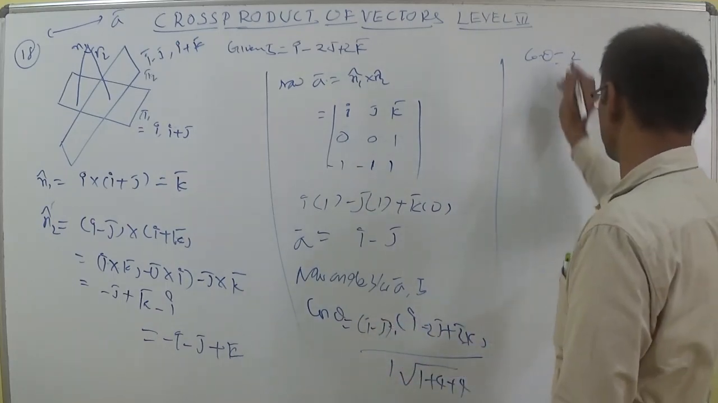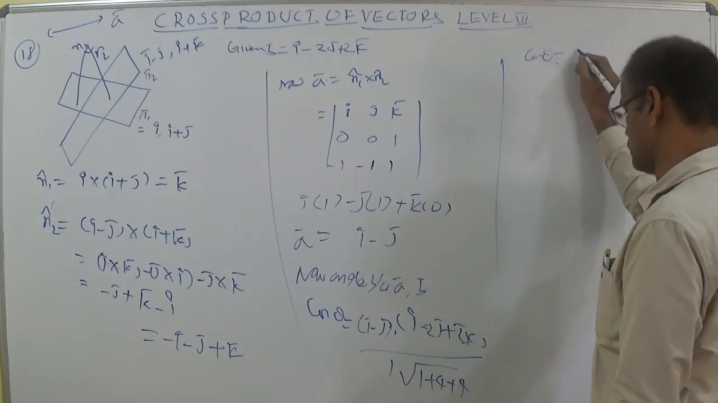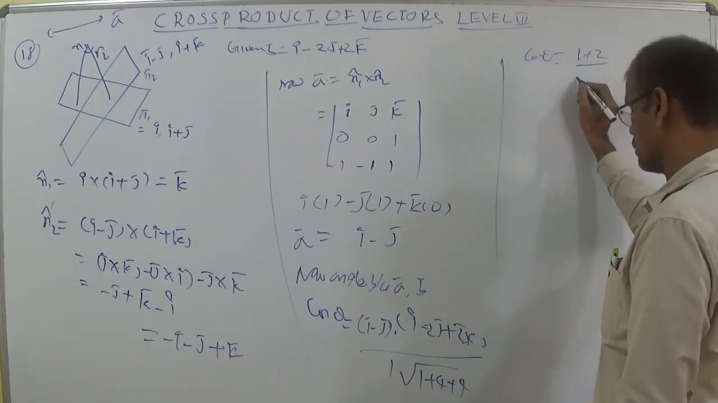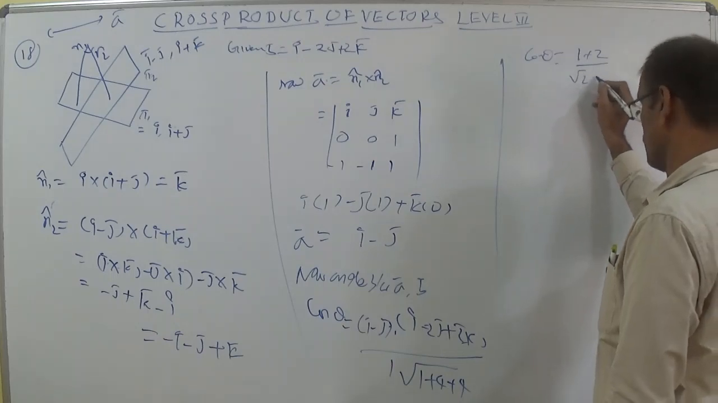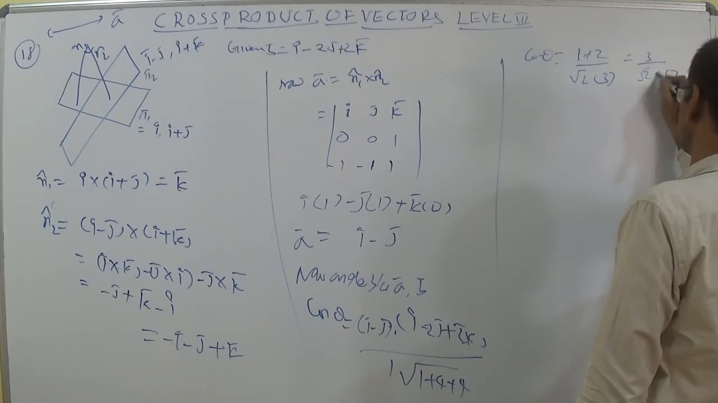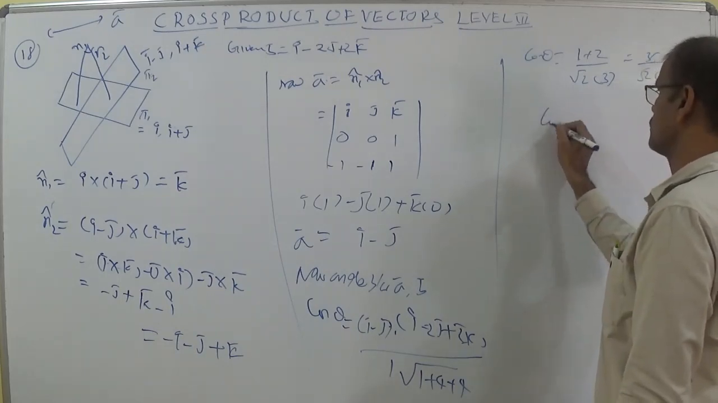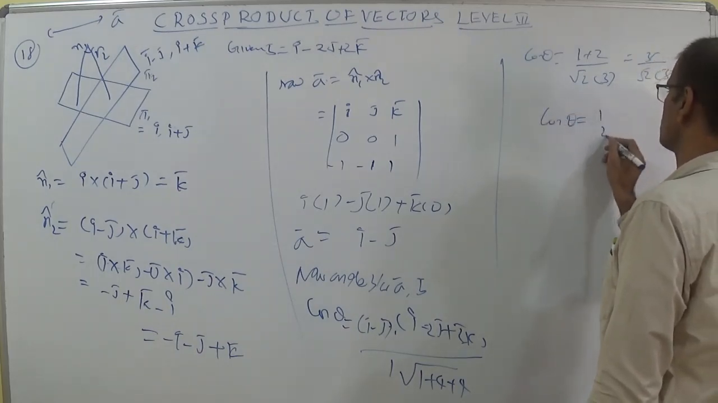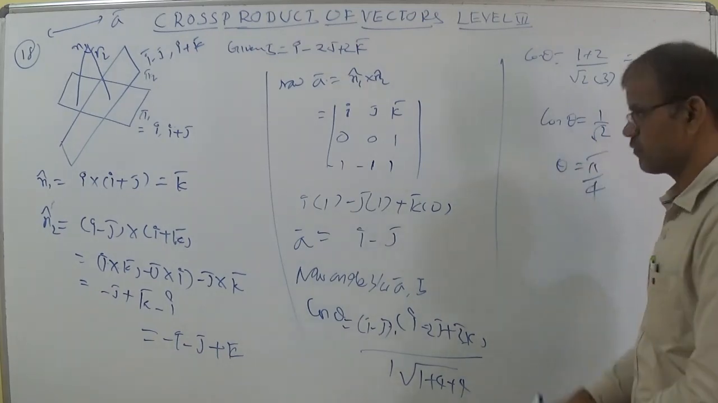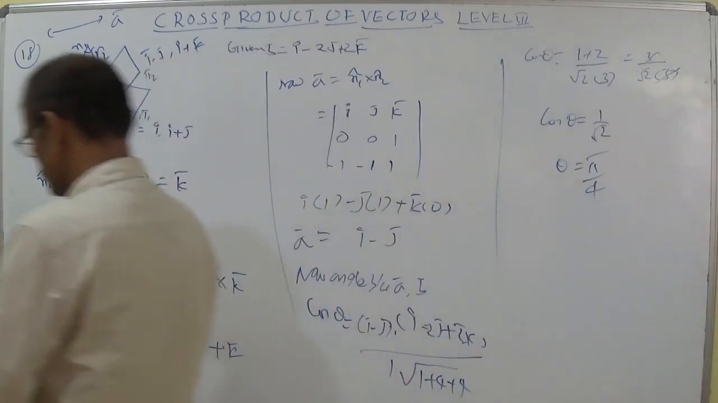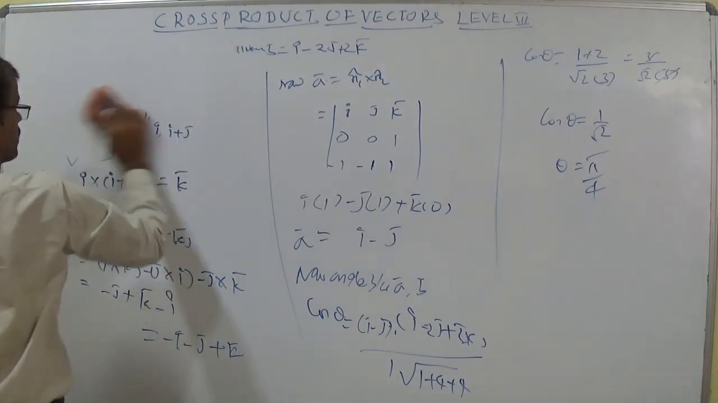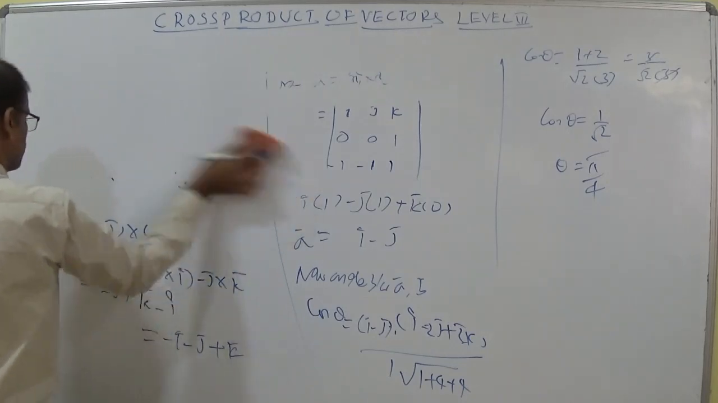So 1 plus 2 by root 2 into 3. The 3 gets cancelled, so we got cos theta is equal to 1 by root 2. Therefore theta is equal to pi by 4. It's okay, pi by 4 is the answer. Next, 18th question completed. Let us complete the 19th.